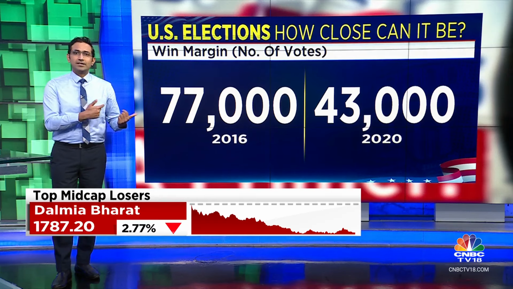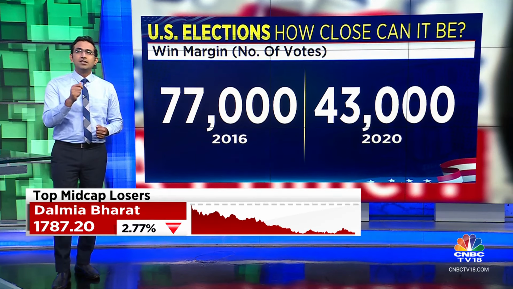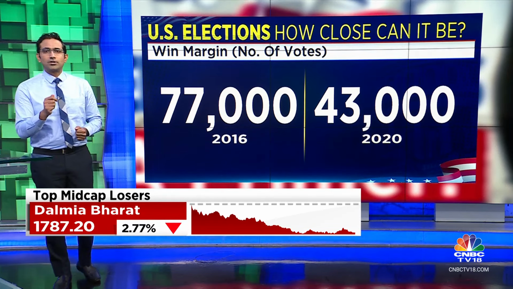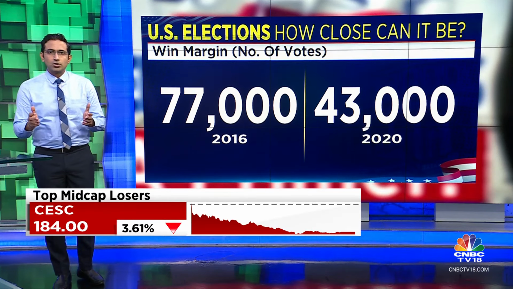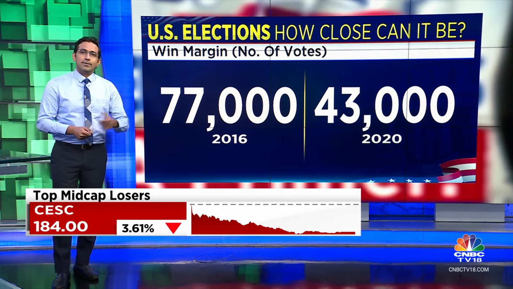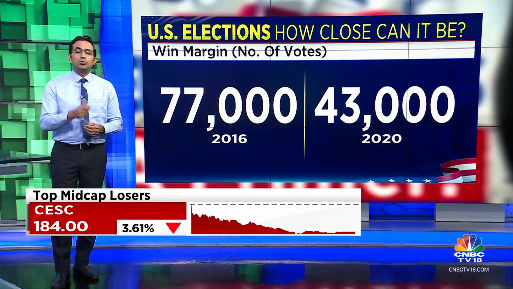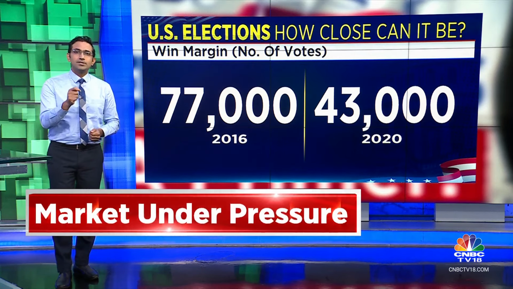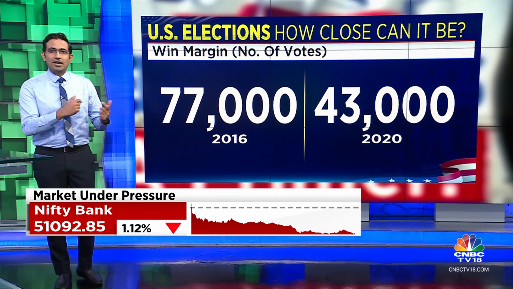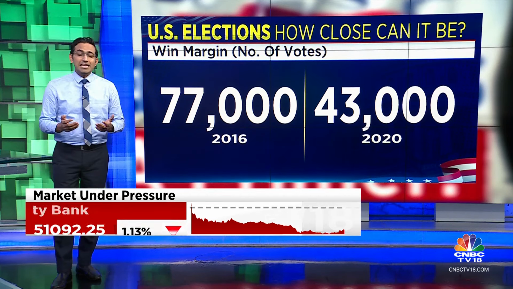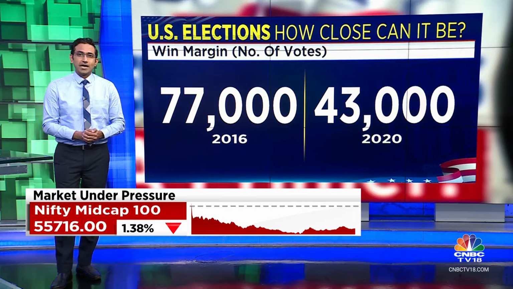Just how close? I think the numbers will tell you. In 2020, just 43,000 votes across 3 states, that is 0.02% of the total national vote, determined the winner. If you go back to the 2016 election, it was 77,000 votes. That is 0.05% of the national vote, which determined the winner in that election. Could this one be even closer? I think we'll have to wait and find out.